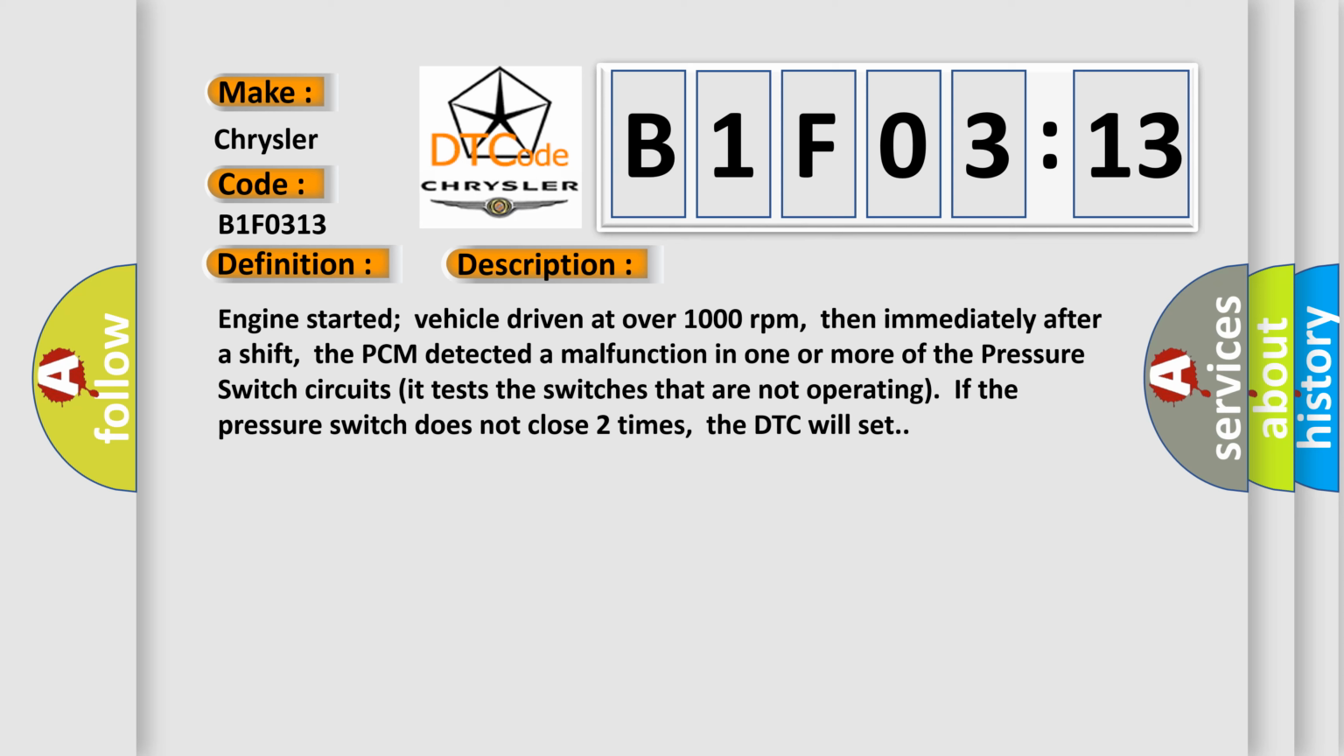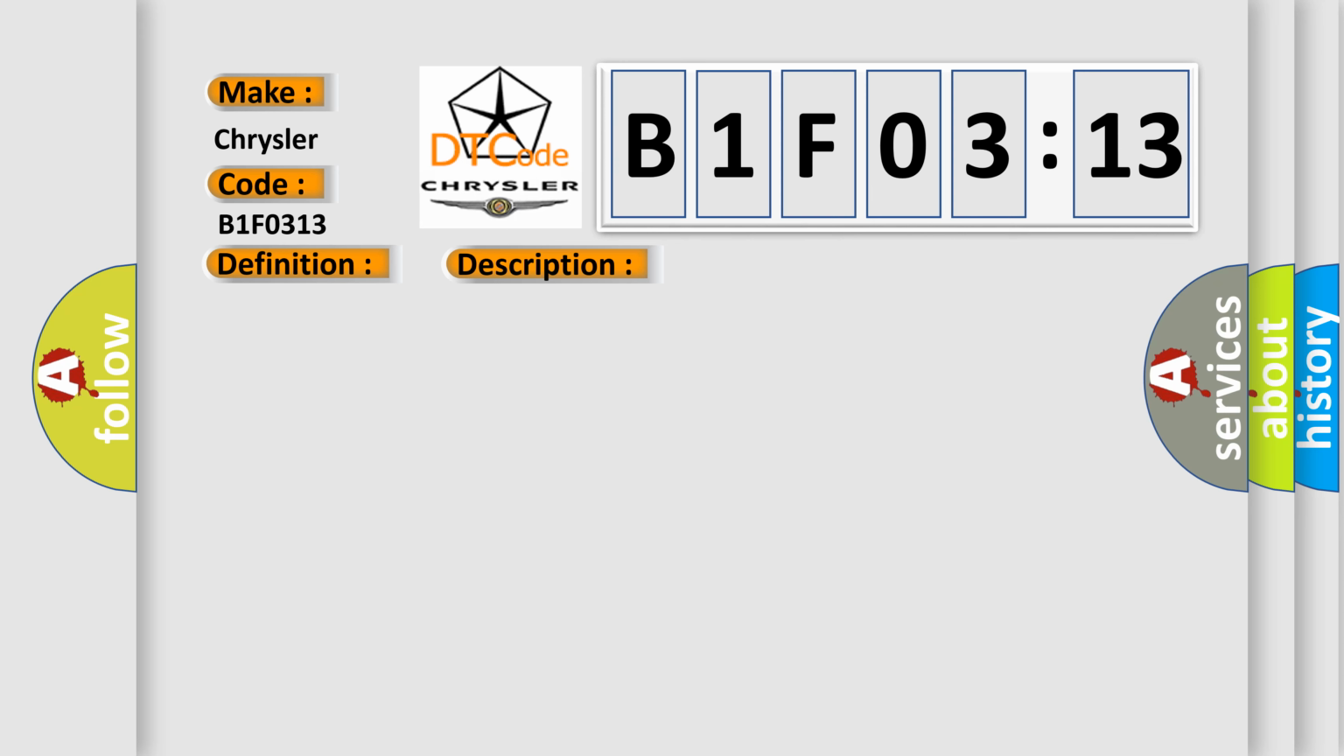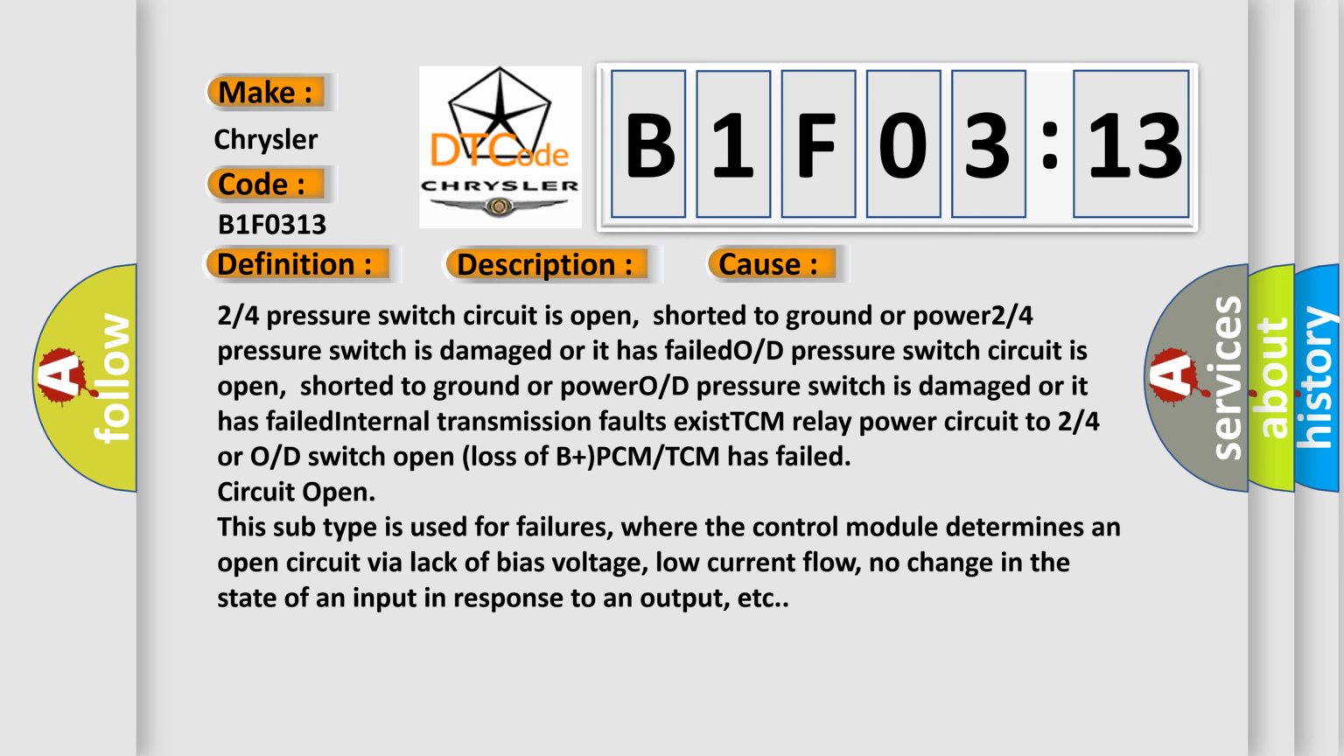This diagnostic error occurs most often in these cases: 2 or 4 pressure switch circuit is open, shorted to ground or power. 2 or 4 pressure switch is damaged or it has failed. Low/reverse pressure switch circuit is open, shorted to ground or power. Low/reverse pressure switch is damaged or it has failed. Internal transmission faults exist. TCM relay power circuit to the 2 or 4 or low/reverse switch open. Loss of B plus. PCM or TCM has failed.